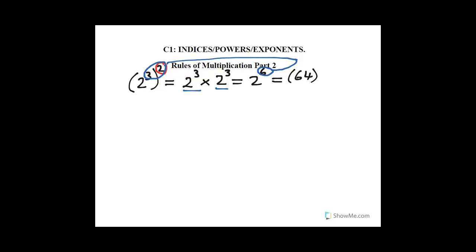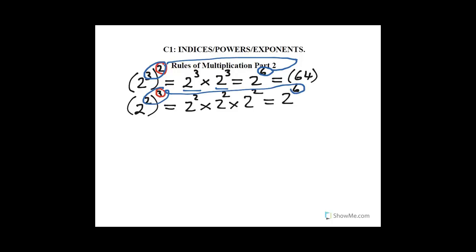Now, let's interchange the powers and see what happens. So it's 2 squared to the power of 3. Again, that power of 3 there tells us to do what? To multiply 2 squared by itself 3 times. And the answer turns out to be the same. Again, 2 times 3 is 6.